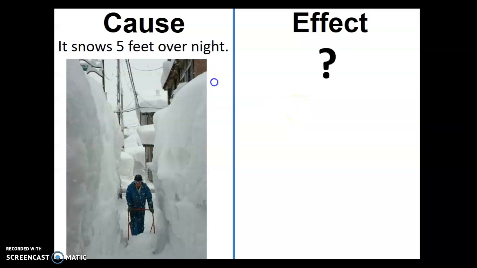Cause. It snows 5 feet overnight. Oh my goodness. That's definitely taller than 5 feet. The effects. I think the effects could be there was a no school day. The kids went out and had a snowball fight. Super fun.